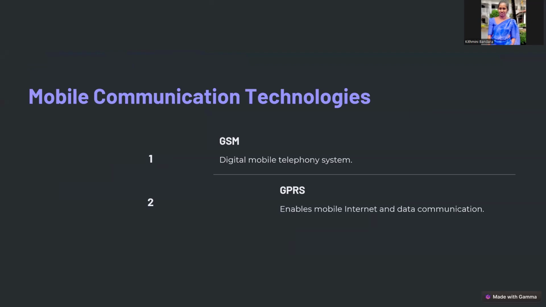Finally, let's talk about mobile communication. When we use our mobile phone to call someone or browse the internet, we are using mobile communication technology like GSM, Global System for Mobile Communication. This is the technology behind most mobile phone networks. Then GPRS, General Packet Radio Services, allows our phone to send and receive data over the internet, like when you use mobile data to browse the internet.